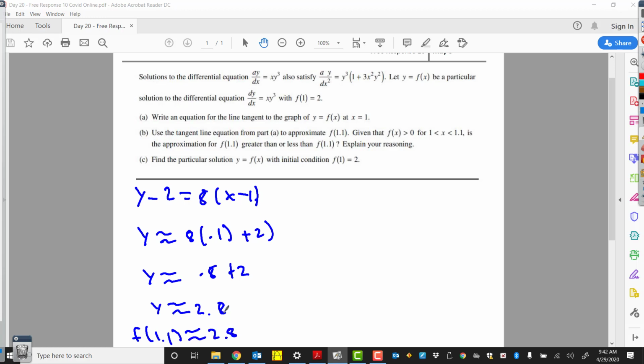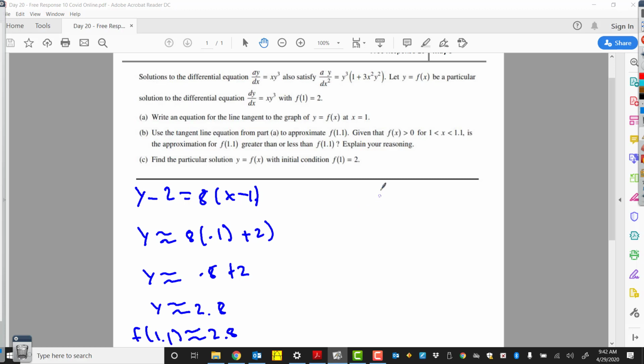Now, the next part of the question is where this is weird. Given that f of x is positive for 1 to 1.1, is the approximation for f of 1.1 greater than or less than f of 1.1? And explain your reasoning. Now, we need to think about what's happening here.